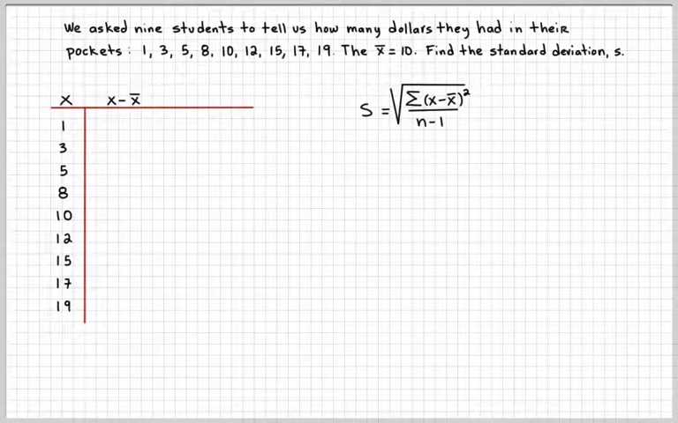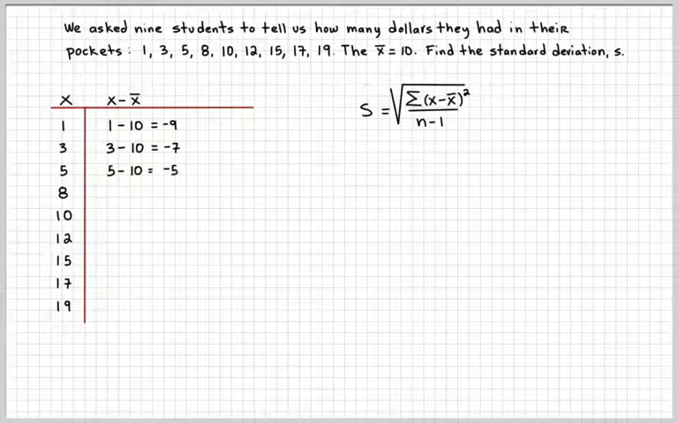Why do we do that? Because our formula tells us to do that. So 1 take away 10 is going to give you -9. Make sure you know how to subtract and add numbers, of course. It's very important to make sure you have the right sign. Next one, 3 take away 10 is -7. 5 take away 10 is -5. So you can see that I'm listing out all the numbers. 8 take away 10, -2.